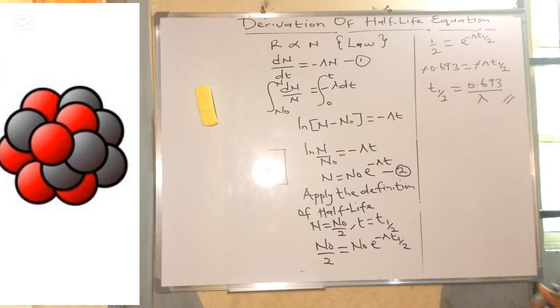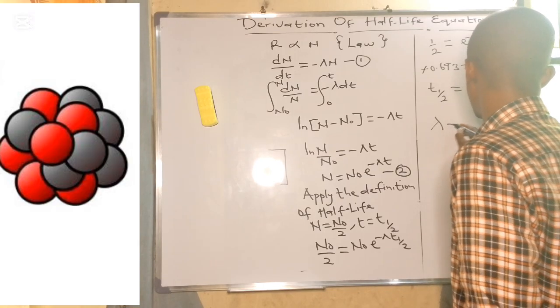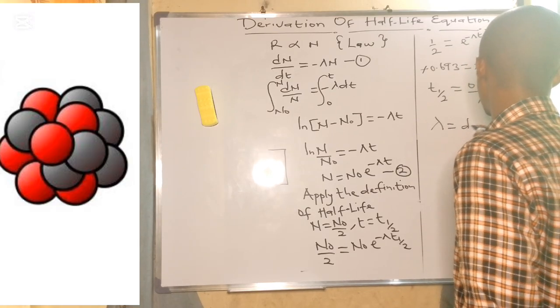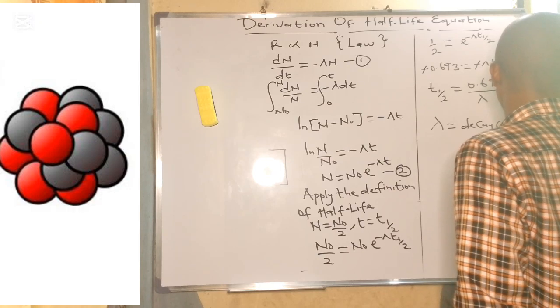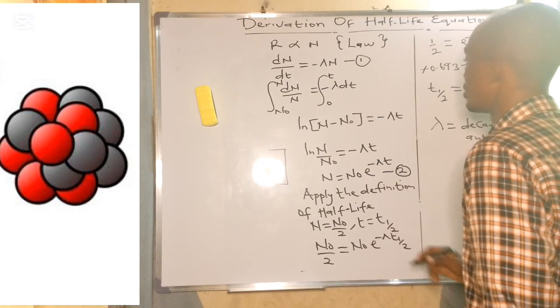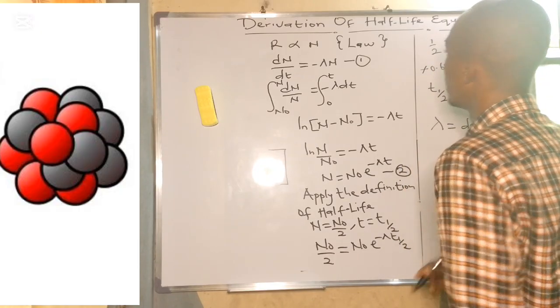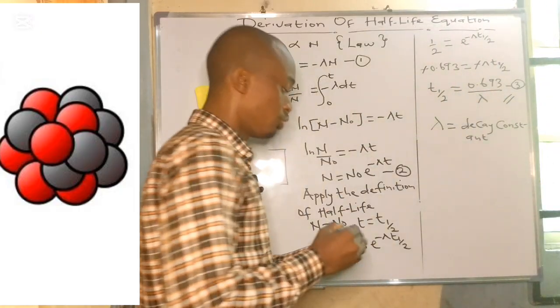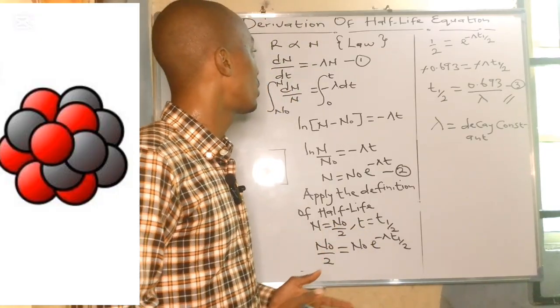We have derived it. Now this lambda you're seeing here is called the decay constant. So I have this equation; let me call this equation 3. There are about 3 equations that you should be aware of, that you may be making use of.